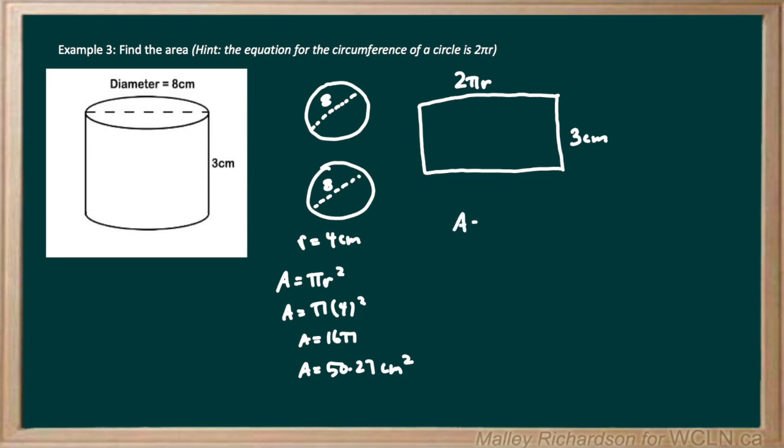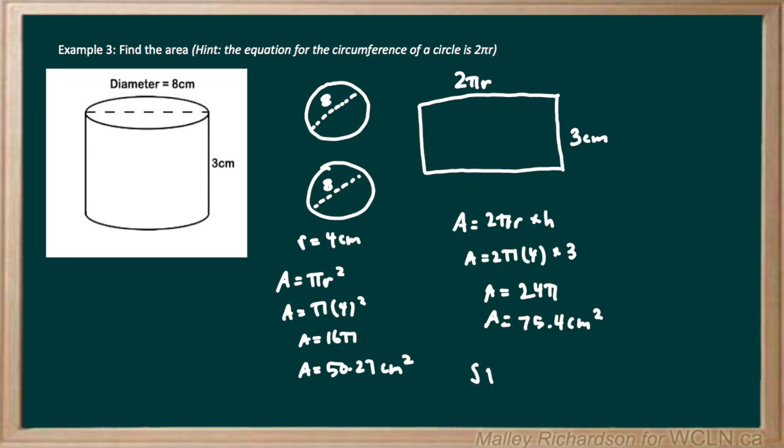So the area for this is going to be our top length, which we found to be 2 pi r, times our height. So our area is going to be 2 times pi times our radius of our circles times the height, which is 3. 2 times 4 times 3 gives us 24, and we multiply that by pi, and we get our total area to be 75.4 centimeters squared.